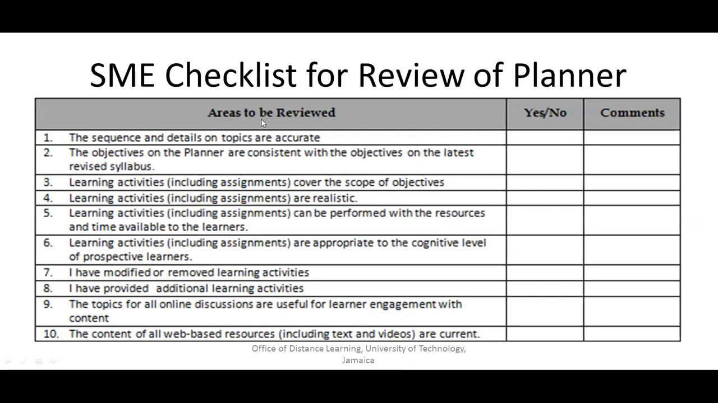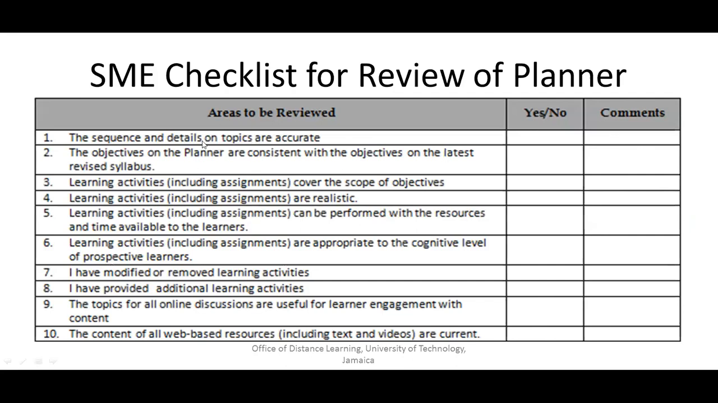Now, here we are looking at the SME checklist for review of the planner. This is the easy part. Now you have created the planner. There are cases where the planners are created and you, the subject matter expert, did not do it. Okay? You ask somebody else to do it for you. In that case, especially, you're going to have to check for these. All right? Check the sequence and details of each topic to make sure that they're accurate. You tick yes or no, or write yes or no in the column, sorry. If you have any comments to say, oh, this is so because, or whatever, for me to understand why it's not, or why, whatever, put the comments, all right?